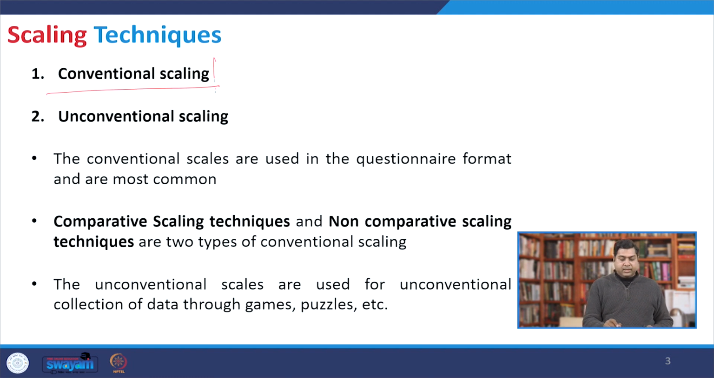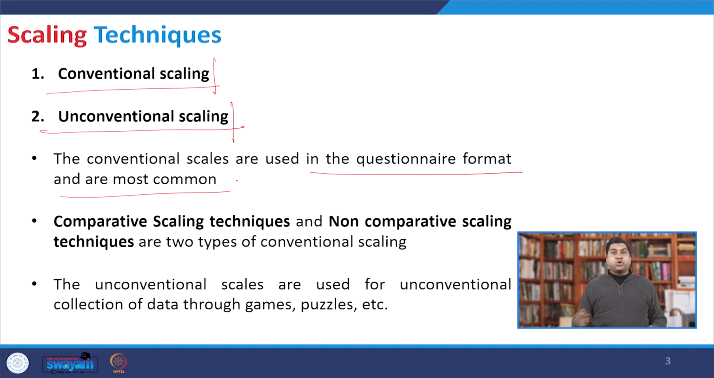One is conventional scaling and the other is unconventional scaling. Conventional scaling is used in the questionnaire format and it is most common. Probably you have also used it in some way or other in your past study or earlier assignment. Comparative scaling techniques are normally used to compare among variables, and the other part of conventional scaling is non-comparative scaling. In this case we are not comparing anything between two variables, it is a direct measurement.